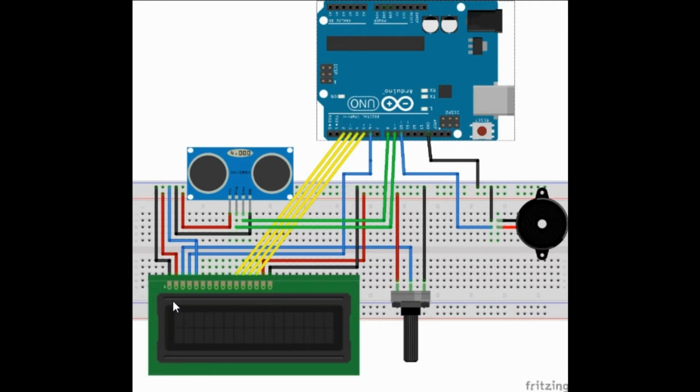Then here we are going to have ground, VCC, and the potentiometer. So the pins are connected according to this sketch, and you connect them like that. We can now have a look at the actual setup.